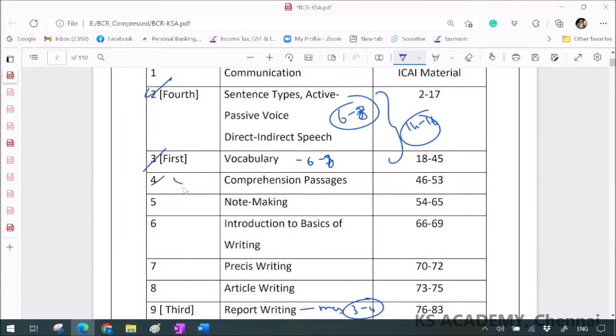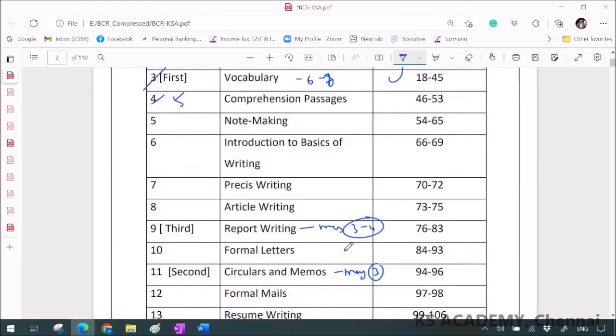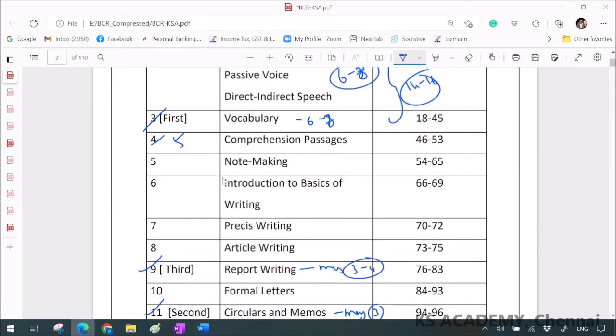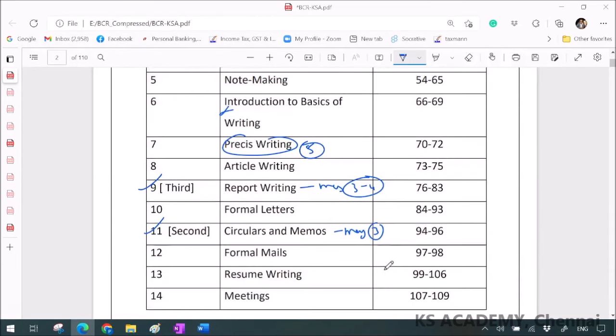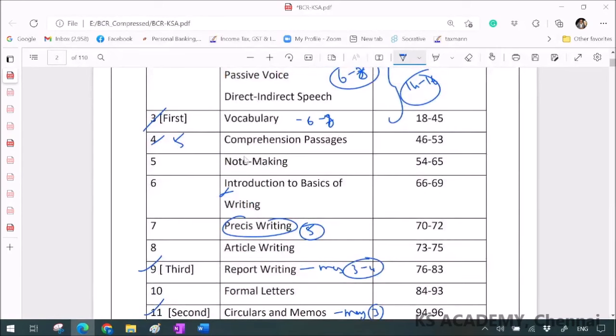Comprehension passage almost done, that's 5 marks. And if you see here, report writing 3 to 4 marks, and the circular and memo 3 marks. Introduction to basics of writing is nothing there. Article also I have told you what to write. Precis writing, which is 100% 5 marks, undoubtedly. And especially note making, which will include notes and summary. Notes will be for 3 marks, summary for 2 marks.